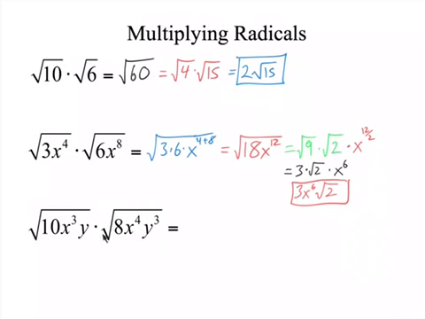So for this one, it's just like this. We just have a little bit more to deal with. So we're going to multiply 10 times 8, x to the 3rd times x to the 4th, and y times y to the 3rd. So watch what happens here. We get 10 times 8 is 80. X to the 3rd times x to the 4th is x to the 7th. And y to the 1st times y to the 3rd is y to the 4th. So we are done with multiplying. We now need to clean it up.